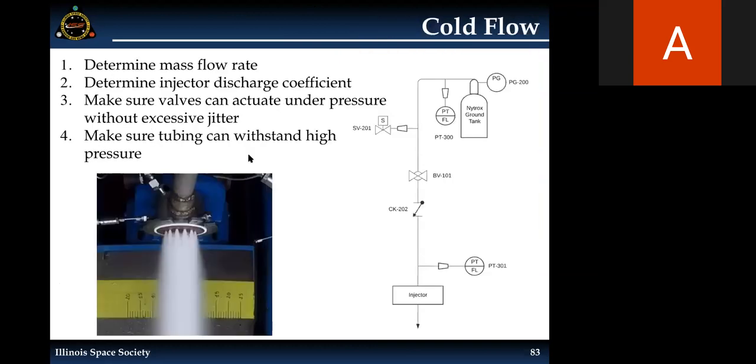And then we'll have cold flow, and the cold flow is the first time we actually put pressurized flow through the feed system. Basically, it'll allow us to determine our mass flow rate and the injector discharge coefficient, which is the ratio of the actual discharge coming out of the injector to the theoretical discharge, what we'd expect to go through, since we have some losses due to pressure and whatnot. This will also give us a chance to make sure that our valves will be able to actuate without causing any huge mechanical jitter that would cause issues, and that all the tubing can withstand all that high pressure without any joints having leaks. Next one.